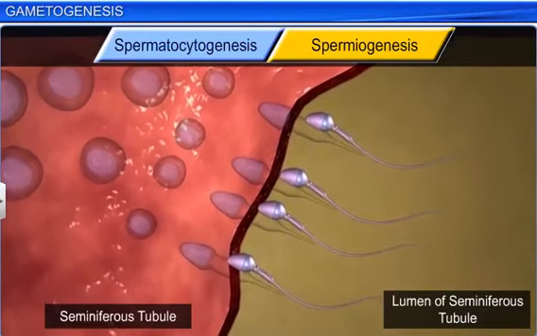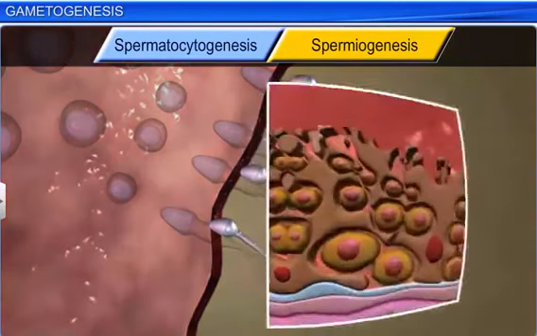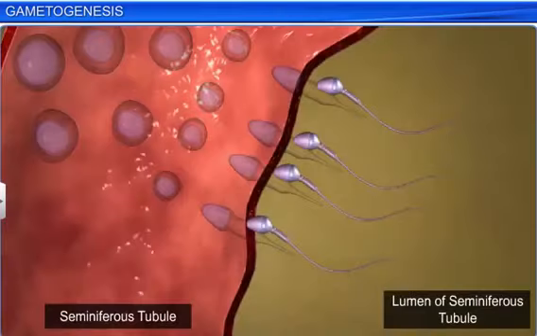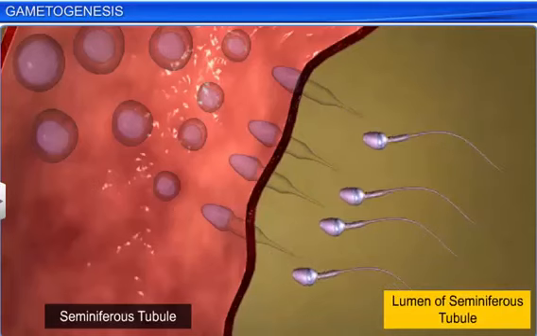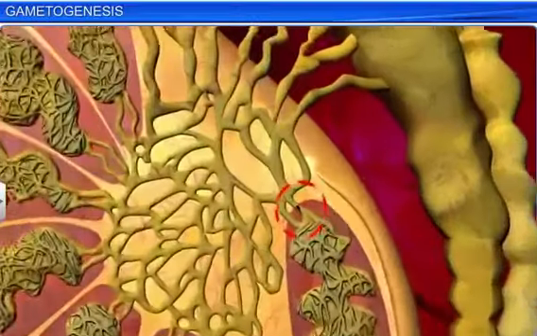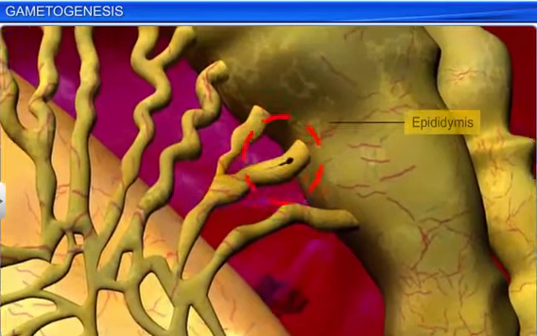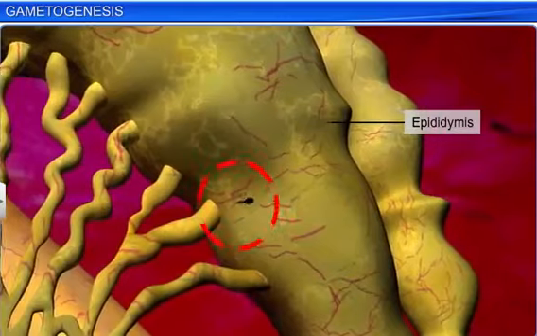However, during this process, the heads of these sperms remain embedded in the Sertoli cells, which provide these developing sperms with nutrition. Post-spermiogenesis, non-motile sperms are released into the lumen of the seminiferous tubules by a process called spermiation. The lumen has testicular fluid that helps transport the non-motile sperm to the epididymis, where they mature and become motile.